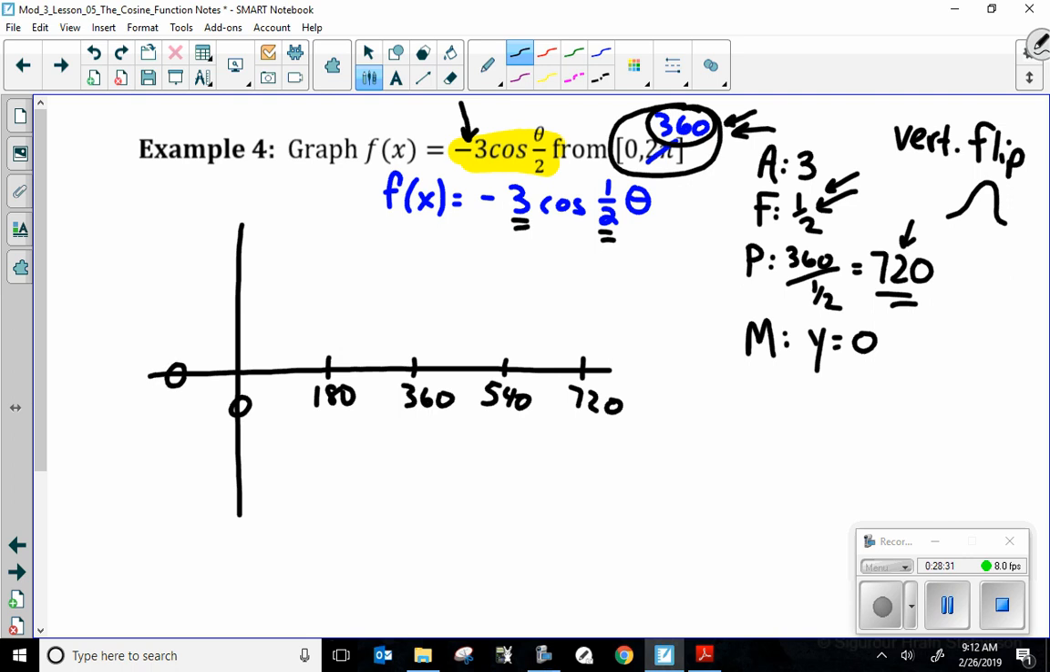Okay, my midline is 0. My amplitude is 3, which means I go up from my midline 3 and down 3 from my midline. And I am drawing a cosine curve that is vertically flipped. So instead of starting up high, my cup is going to be tipped upside down. I will start down low, which means I will end at 720 down low. And in the middle, right at 360, is where I go up high. In between those 2 points, at 180 and 540, I touch my midline, which is my x-axis. And I graph this bad boy.